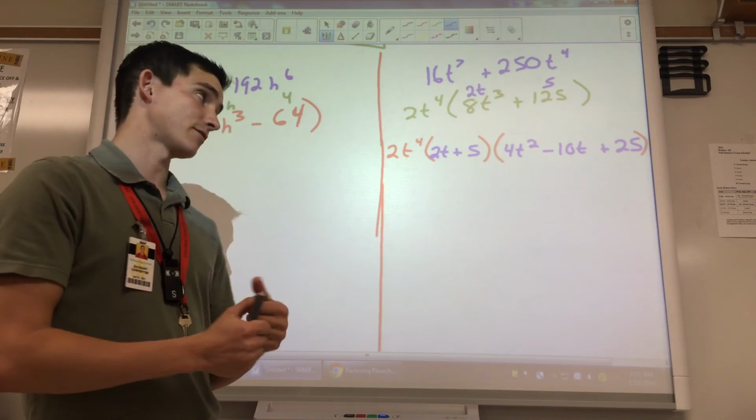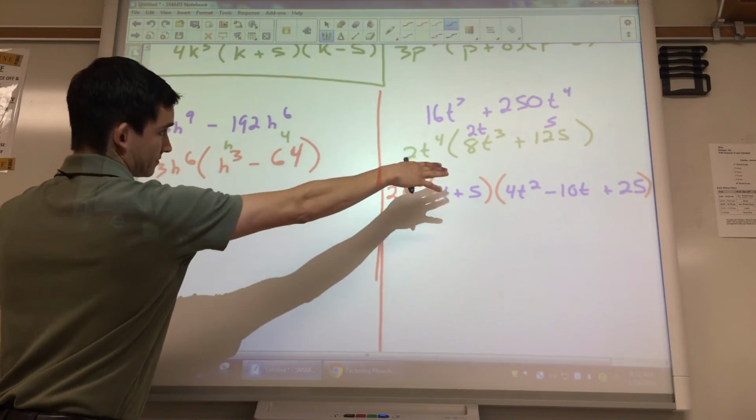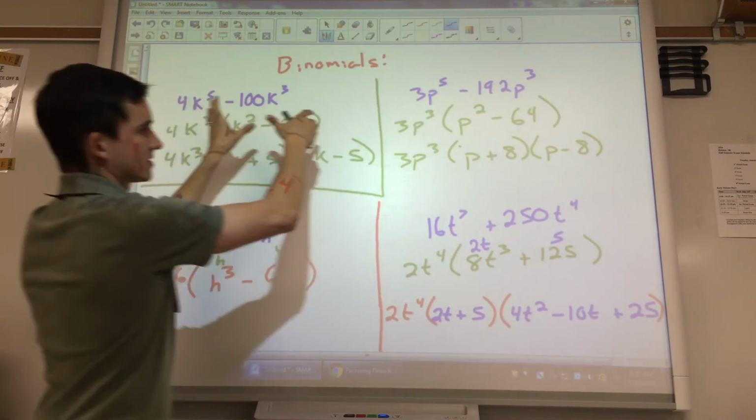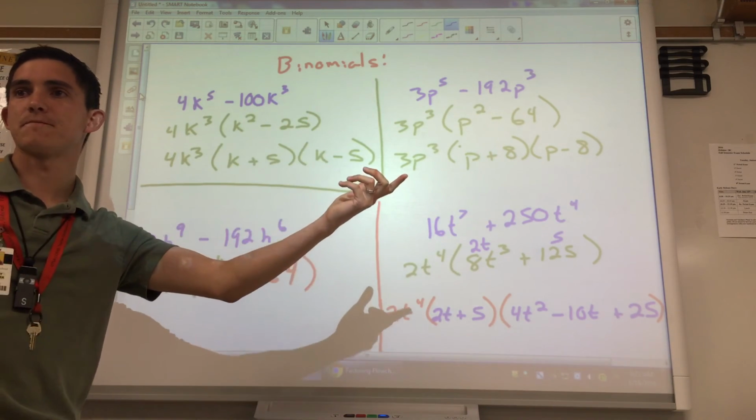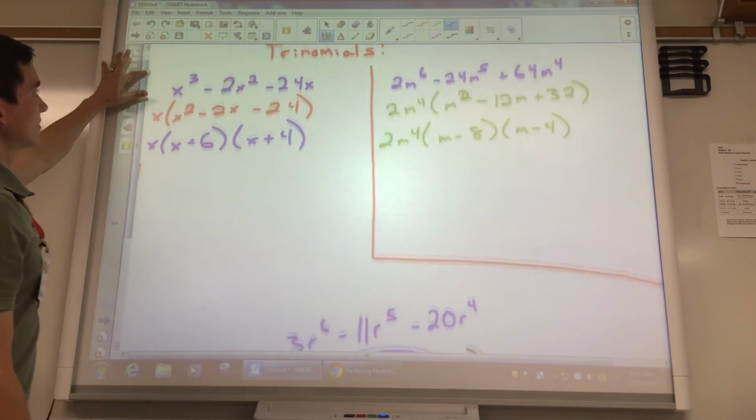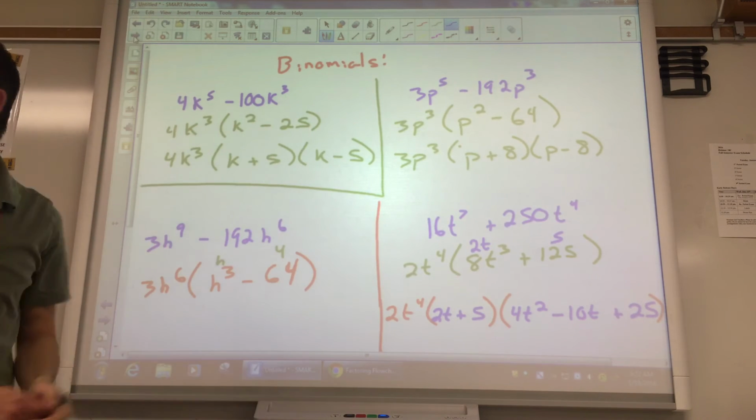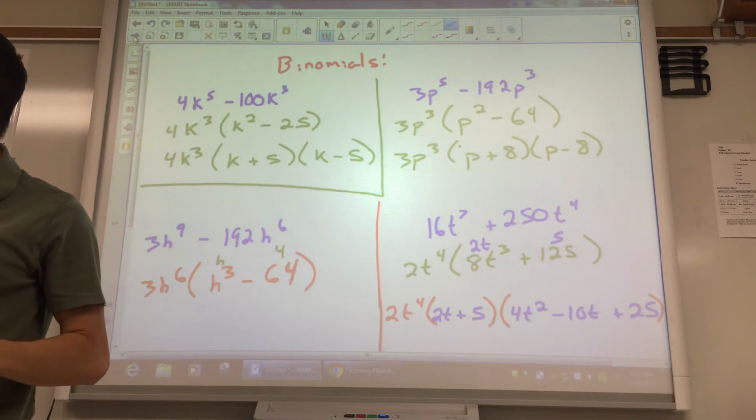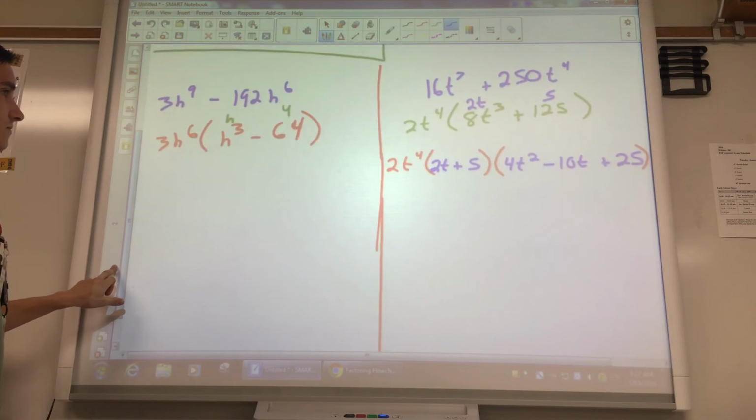That's the sum and difference of cubes. So we did difference of cubes, sum of cubes, difference of squares. Sum of squares is not factorable, right? Exactly. We did trinomials. How much time do we have? Factor by grouping. Yeah, that's it. Okay.